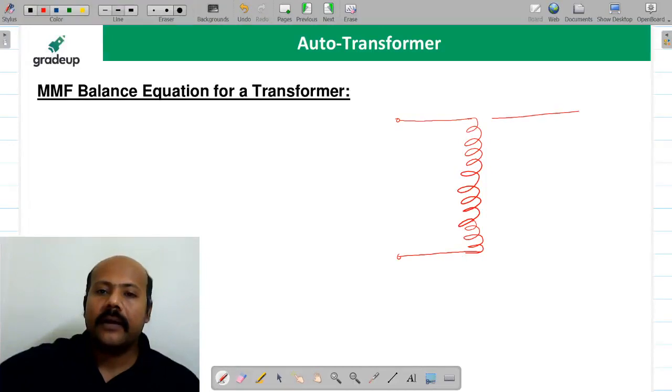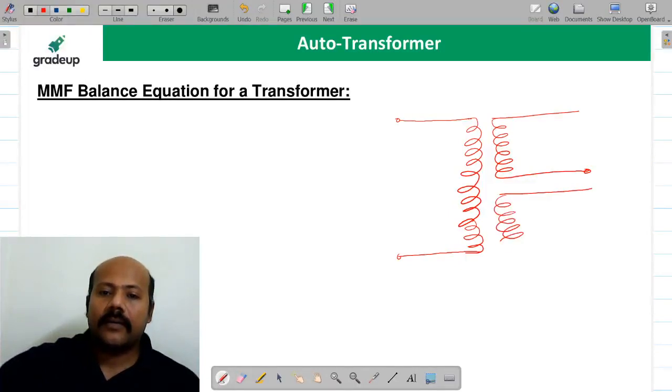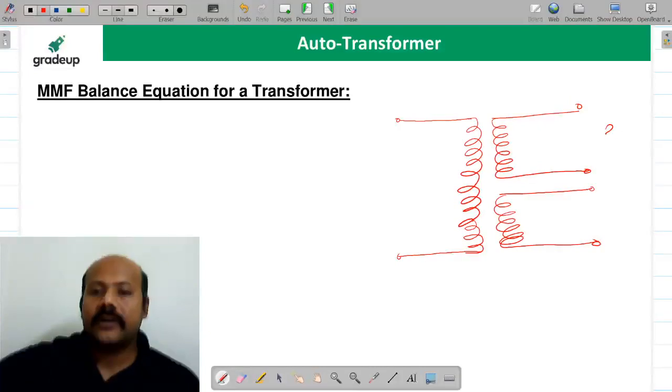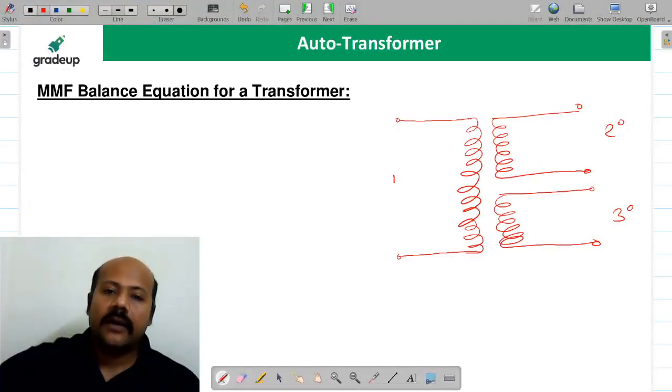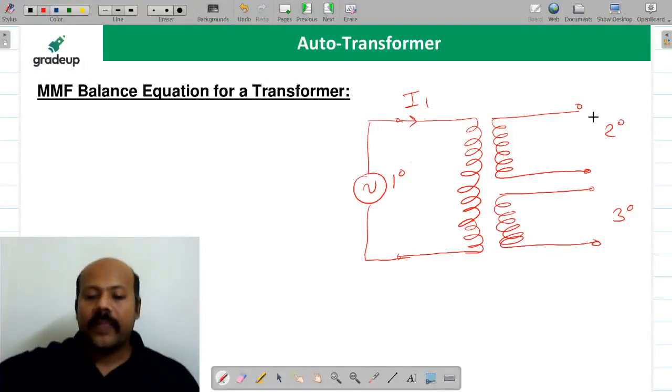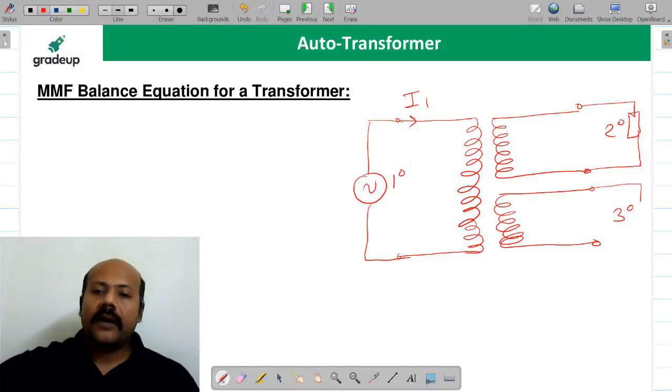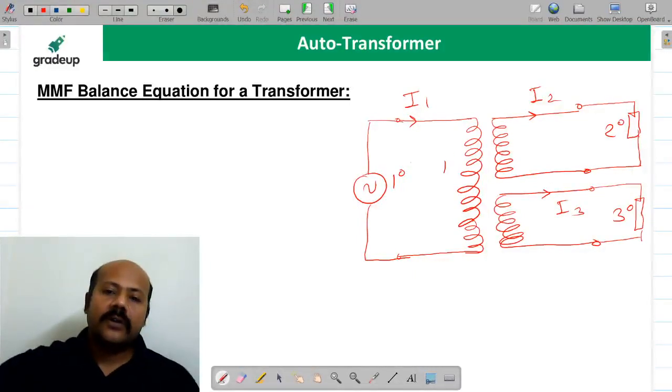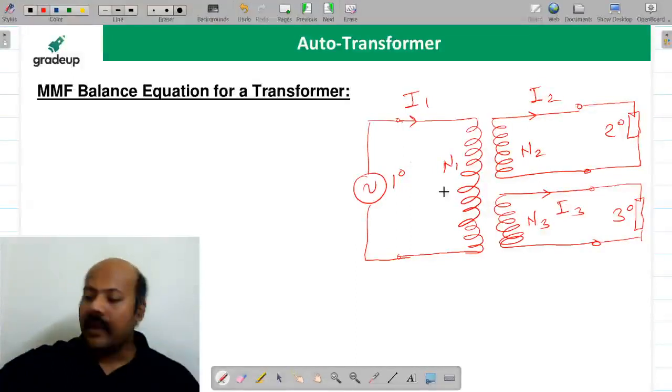Suppose this is the primary winding, this is the secondary winding on the load side, and this is the tertiary winding. Suppose this is the AC source connected at the supply side. Here the current is I1, and some load is connected and the switch is closed at the secondary and tertiary windings, so that there is some current I2 and some current I3. Suppose there are N1 turns, N2 turns and N3 turns. I hope it is clear to all of you.